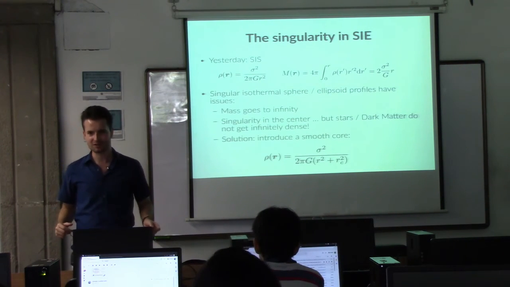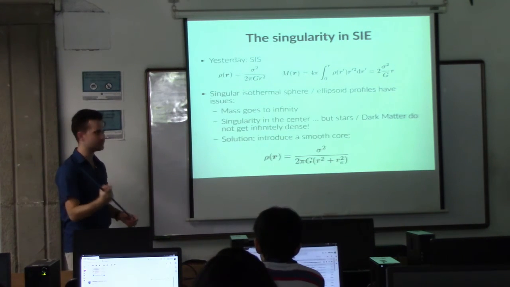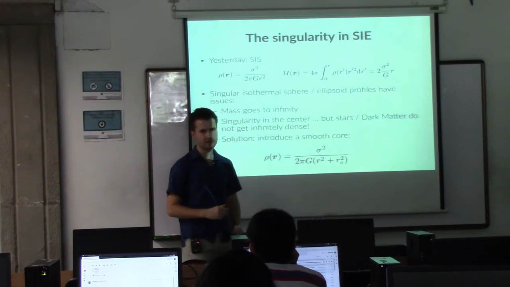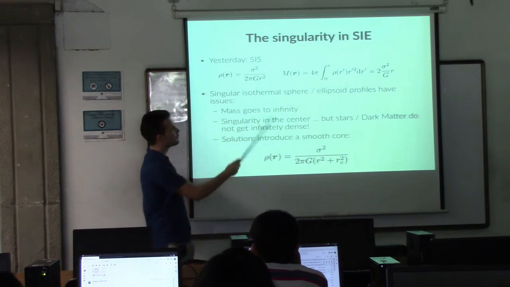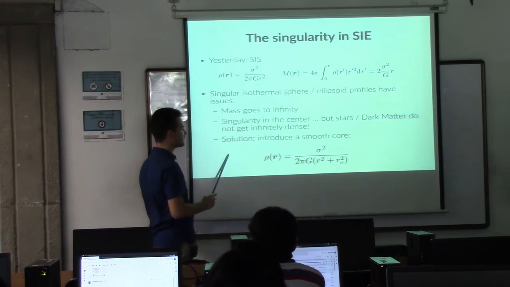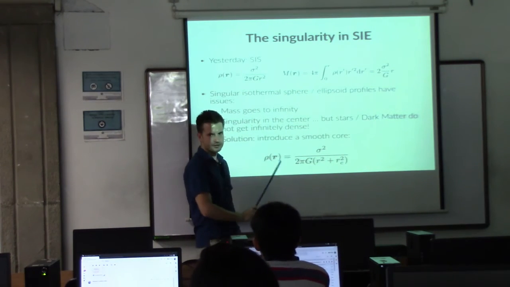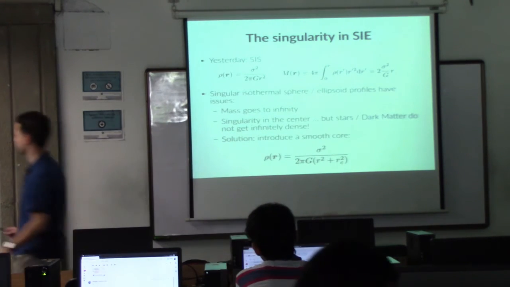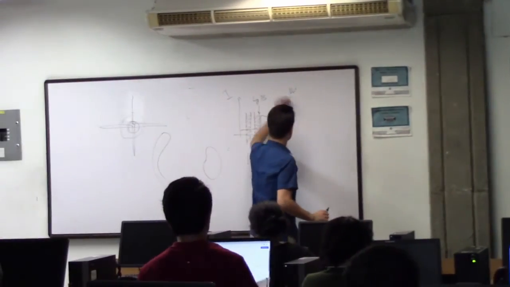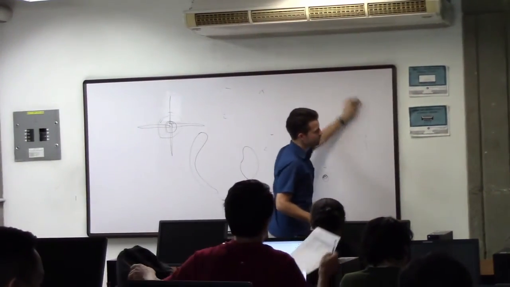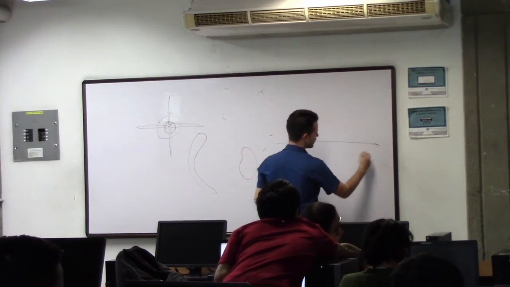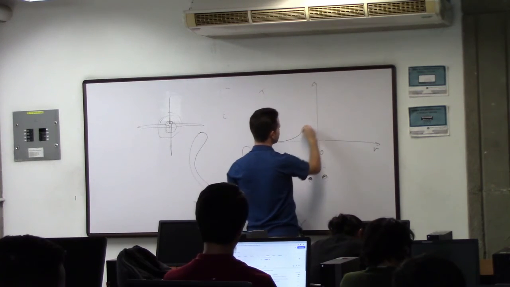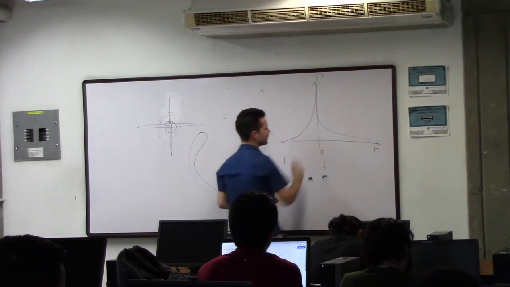Well, that doesn't happen with stars or dark matter. You can't get infinitely high density of stars. So what you often do in practice is say, okay, I want to get rid of this singularity in here, so I'll modify this term a bit. What this corresponds to is, you have your radius. Here is 0, but for a single isothermal sphere, density goes to infinity.